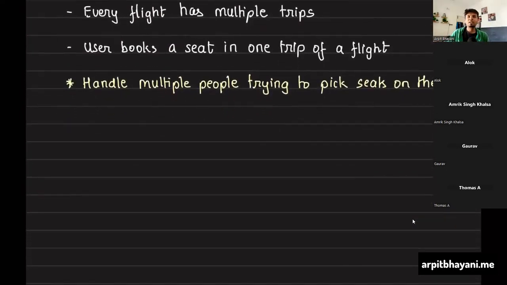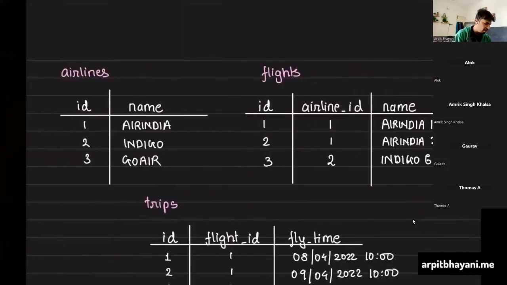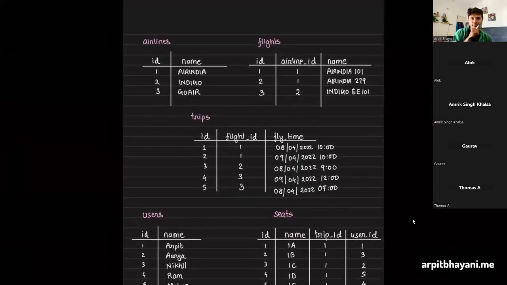Now here, what we have to do is handle multiple people trying to pick the same seat, right? We'll go step by step to understand where locking would come into the picture over here. Okay, so a simple database schema for that would look something like this. You have the airlines table. You have all unique airlines listed over here. For each airline, there are multiple flights. So flight ID, airline ID, and flight name. Air India 101, Air India 279, Indigo 6C101, something.